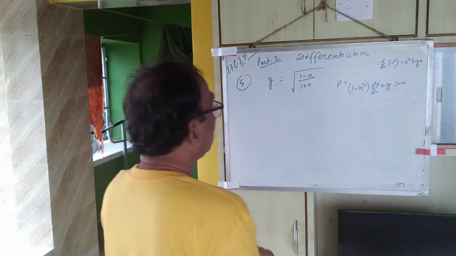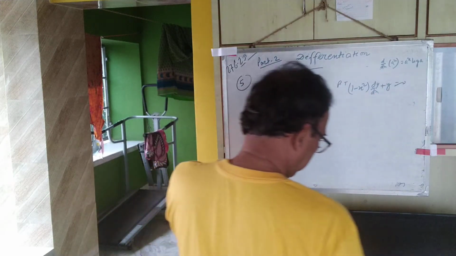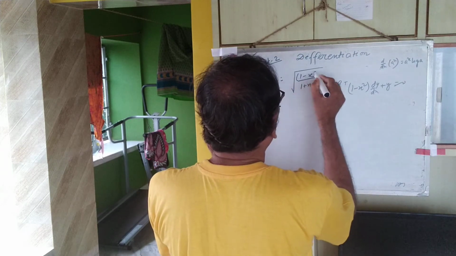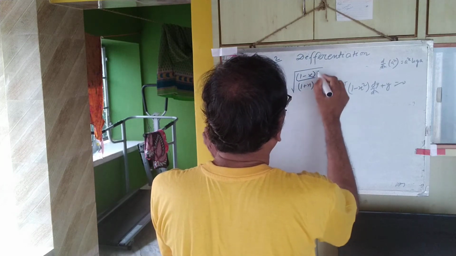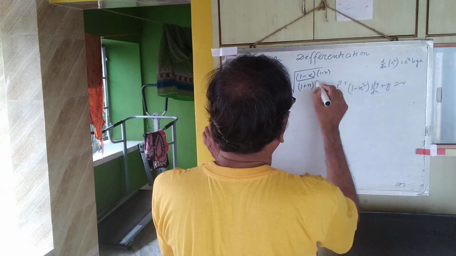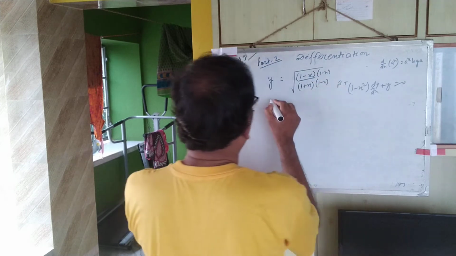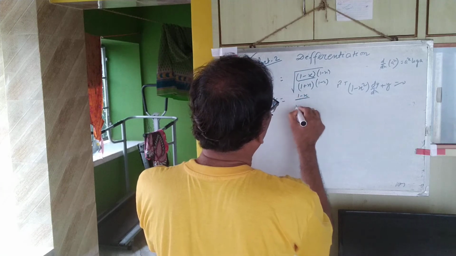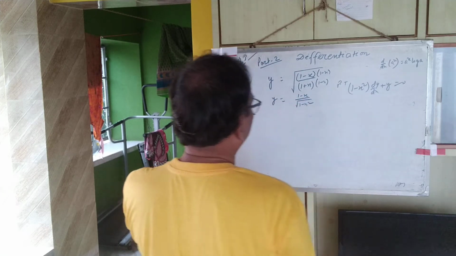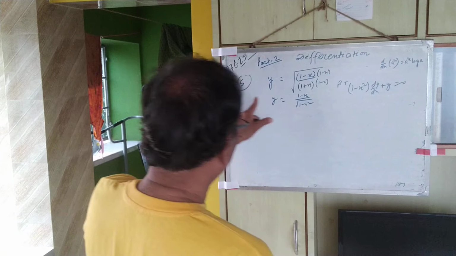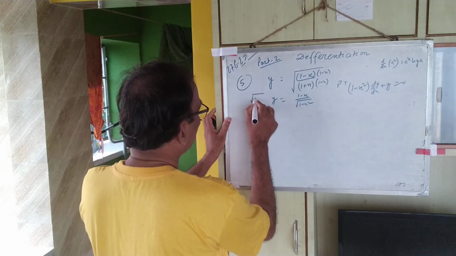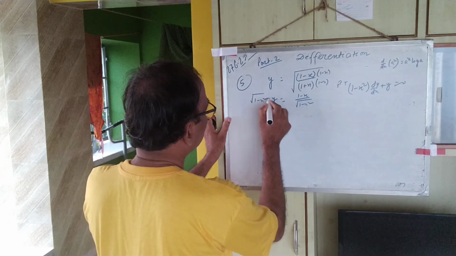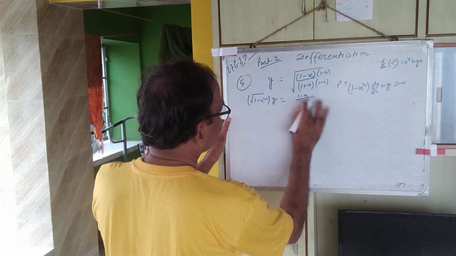First we have to rationalize it. We can write 1 minus x in the numerator and denominator, then y equals to (1 minus x) by root over of (1 minus x square). Now 1 minus x is coming here, so root over of (1 minus x square) into y equals to this.